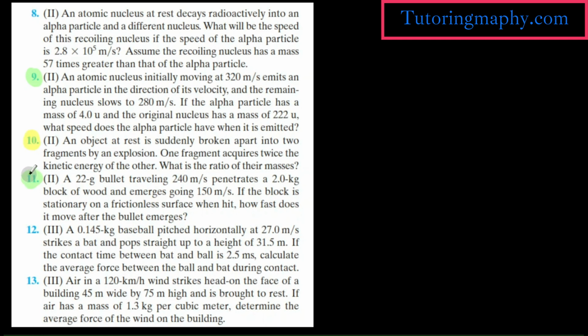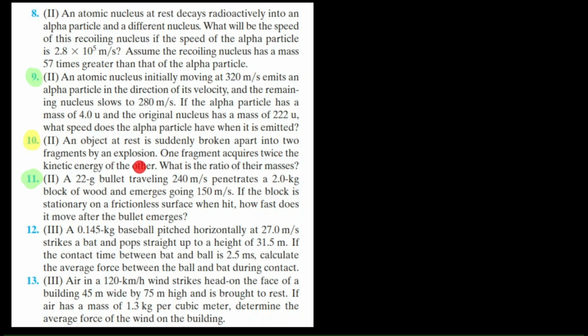An object at rest is suddenly broken apart into two fragments by an explosion. So this is a classic case of conservation of momentum. Whenever there is a particle which explodes and breaks down into fragments, pieces, always remember that all the internal forces during the collision cancel and the net force is zero, and hence the momentum is conserved. Now, one fragment acquires twice the kinetic energy of another. And remember that the object was initially at rest. So, what is the ratio of their masses?